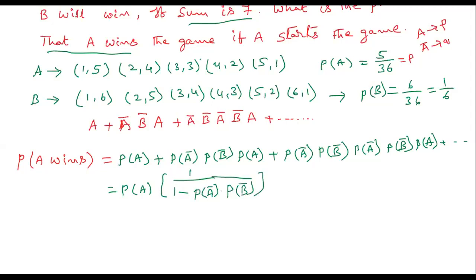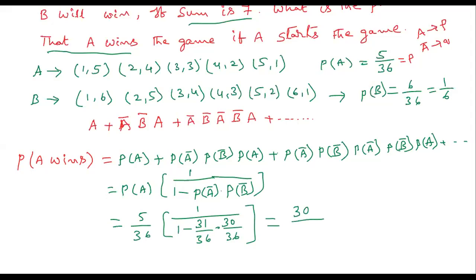Okay. Now what is P of A? 5 by 36 into 1 by 1 minus P of A complement, 31 by 36, into P of B complement. P of B is 6 by 36, so B complement means we get 30 by 36. Now calculate this. After calculation, we get the answer 30 by 61. This is the final answer.